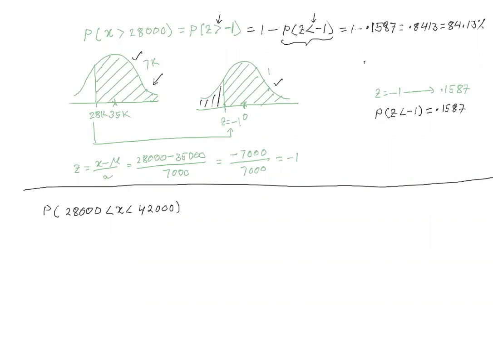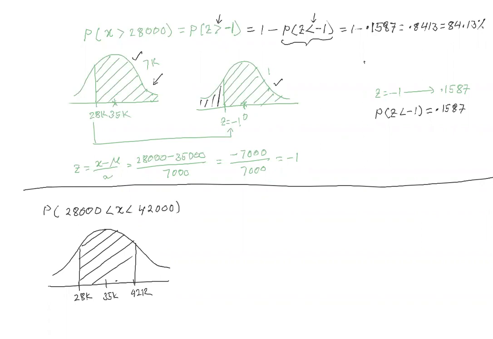Let's see. Okay, so let's do it here. 35K, 42K, 28K. You want to find the probability that the income falls between 28K and 42K. That means you are looking for the area in between 28 and 42.